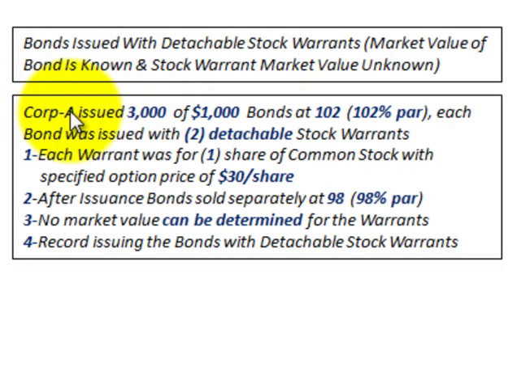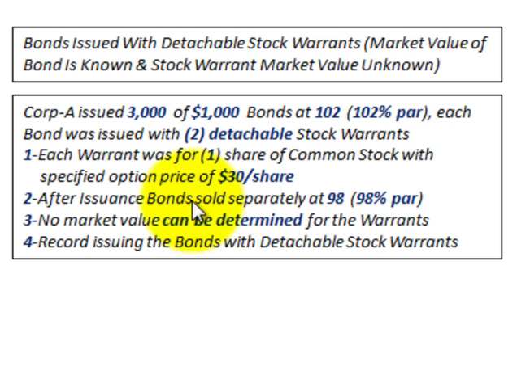So for example here, Corp A issued 3,000 bonds here of $1,000 par value per bond here, and they were issued at 102 or 102% of par. So each bond was issued with 2 detachable stock warrants. Now point 1 here, each warrant here was for 1 share of common stock with a specified option price here of $30 per share. Now point 2 here, after issuance of the bonds here could both be sold separately here at 98 or 98% of par here.